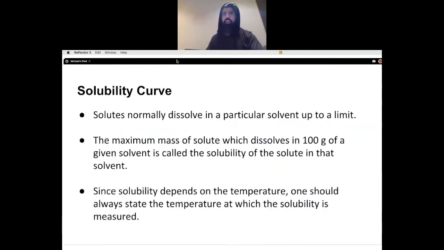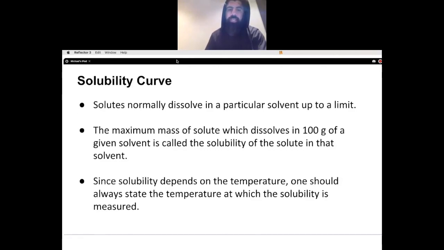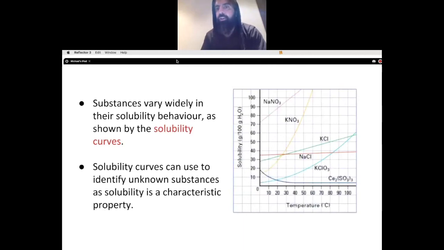Okay, solubility curve. Solutes normally dissolve in a particular solvent up to a specific limit. So the maximum mass of solute which dissolves in 100 grams of a given solvent is called the solubility of the solute in that solvent. So what we're going to look at is what is referred to as a solubility curve. Here is a solubility curve of various substances, and it will show you exactly how temperature affects their solubility.